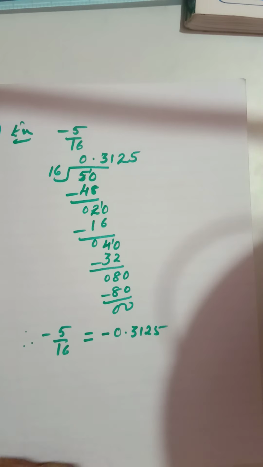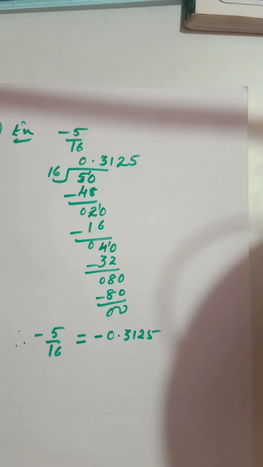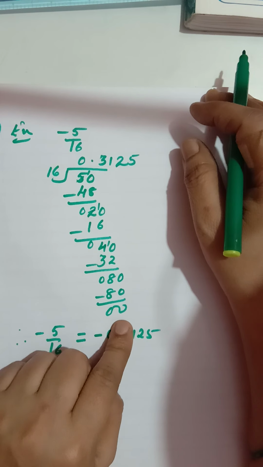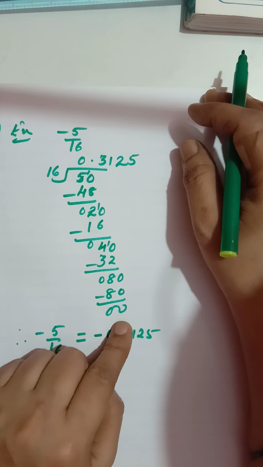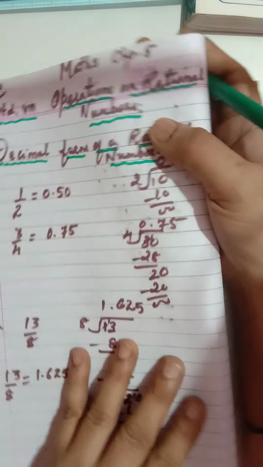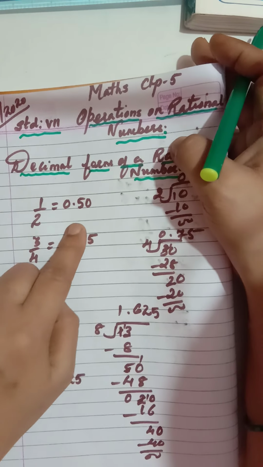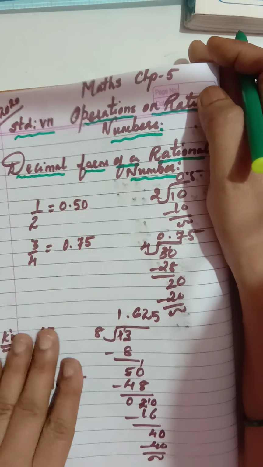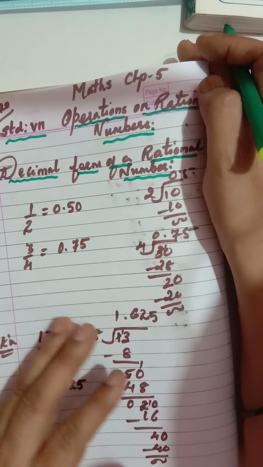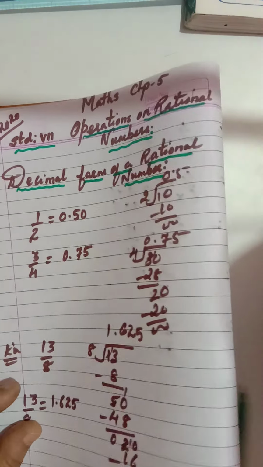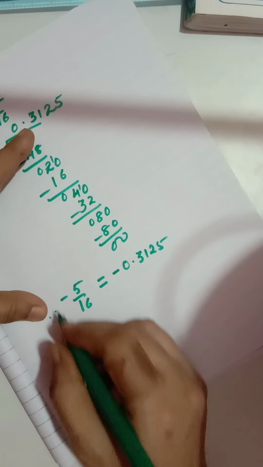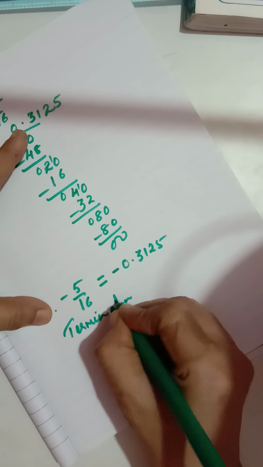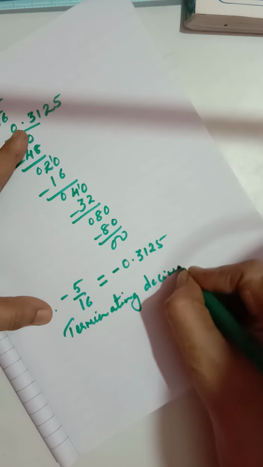Now see, children, in both the examples I gave, the remainder is 0. In the first example I had given, and in all these examples, first, second, this one, we are getting the remainder 0. So children, this decimal form of a rational number is called the terminating decimal form. What are we calling this? It is called the terminating decimal form.